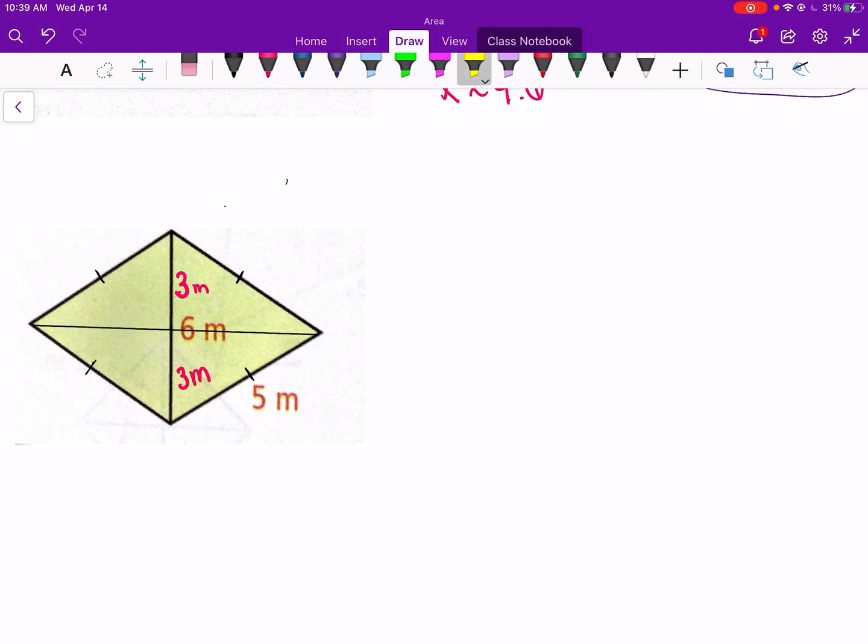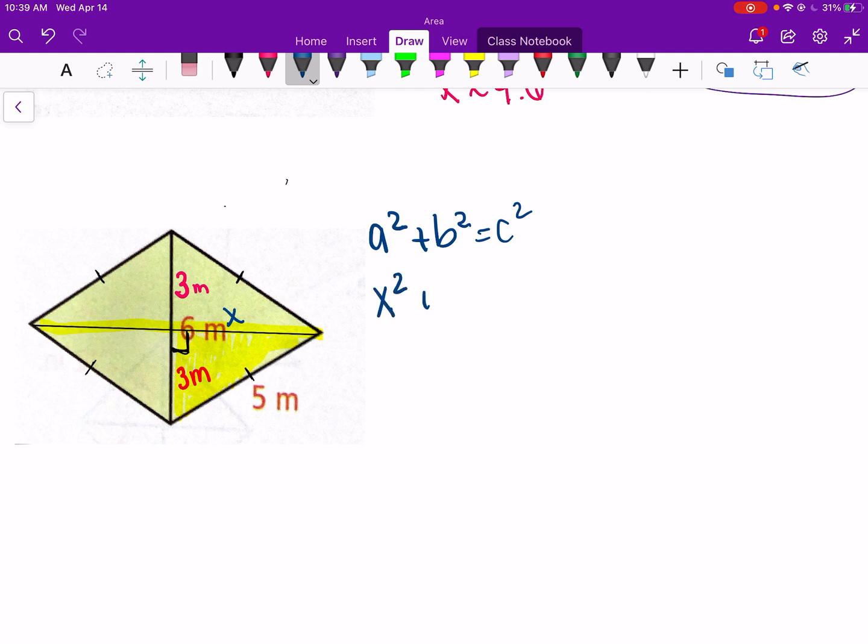But I need to find this length. So I can use this triangle right here. I'll call this x. So remember, if we are given two side lengths of a right triangle, then we can find the third side length by using the Pythagorean theorem. And in this case, the 5 is going to be our c value. So our a and our b are just going to be x and 3.